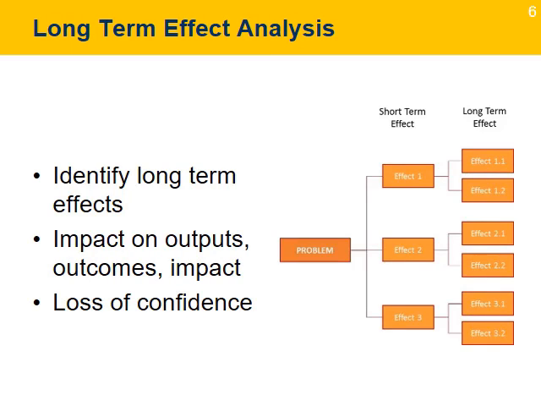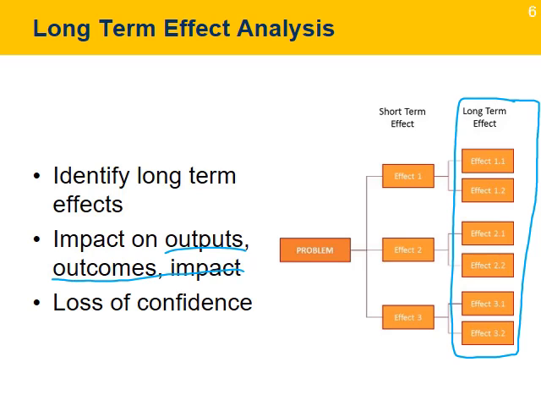The next step in the process is to identify the next level of effects. These are the long-term consequences if the problem is not solved on time. Typical effects here include a reduction in the ability of the project to deliver the expected outputs and outcomes, lower outcome targets, and even key stakeholders losing confidence in the project to achieve its impact.